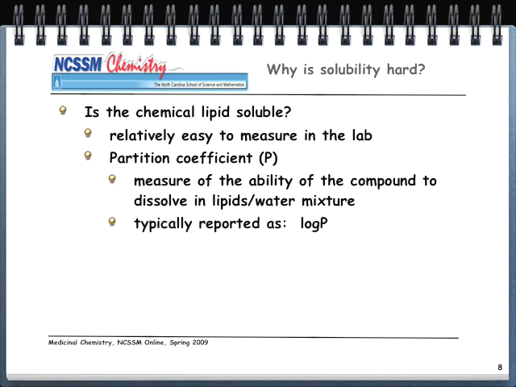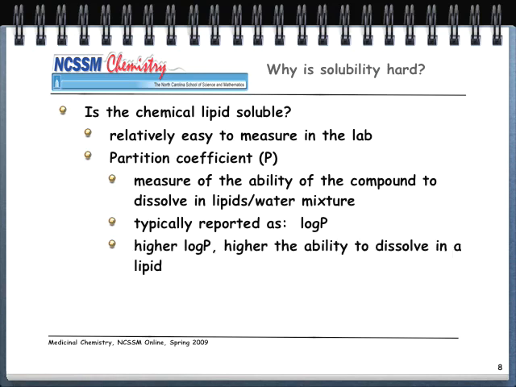You've encountered this term multiple times already in this course. We take the logarithm of this partition coefficient, this P value, and it's known as a log P. We've talked about this a little bit, and you'll remember this better as we go along. The higher the log P, the higher the ability of the compound to dissolve in a lipid environment, which is many of the cell membranes and other tissues in your body. So a higher log P means that the thing will dissolve more readily in a lipid environment.